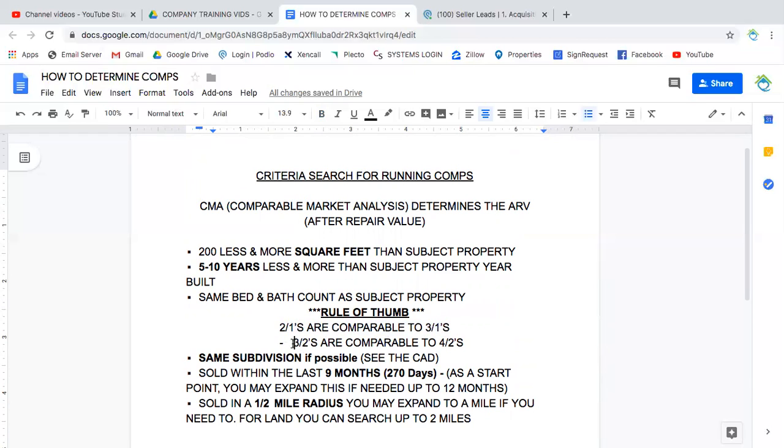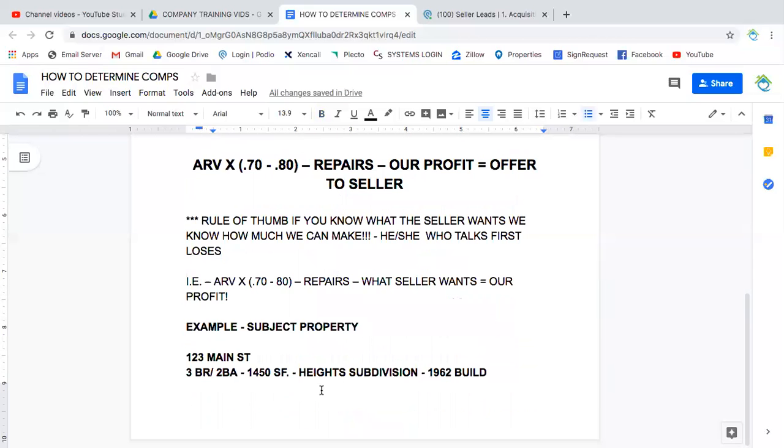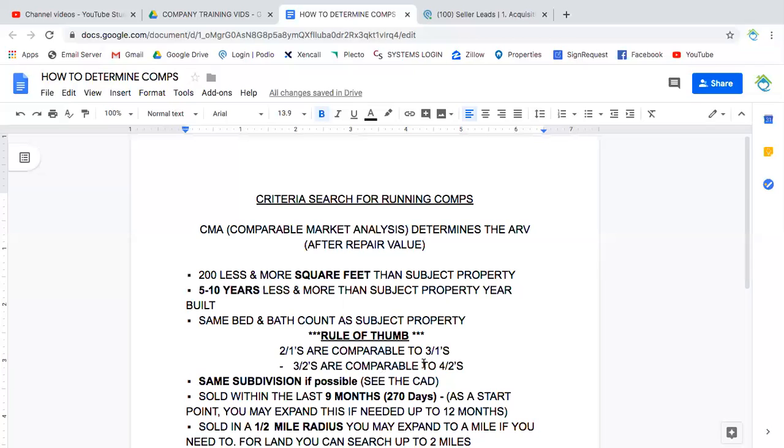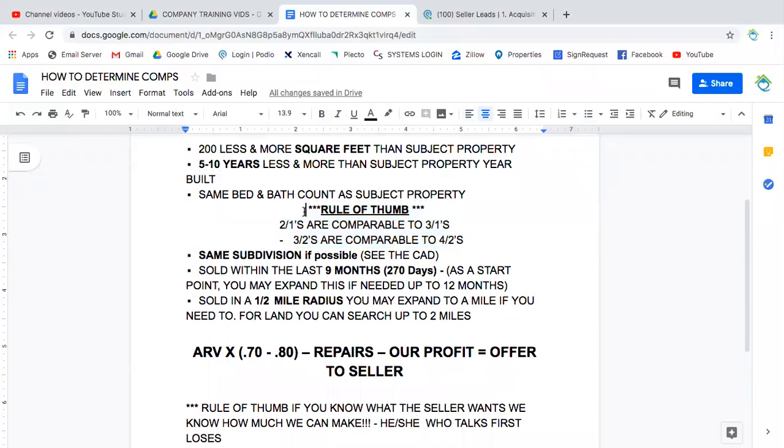And then sometimes, let's just say you have a 3-bedroom, 2-bath property like ours, and it's in a neighborhood full of 4-bedroom, 2-bath properties. You can compare these. You only use the rule of thumb if you are not able to find same bed and bath count as your subject property. It's the only time you can use the rule of thumb. So let me notate that now.